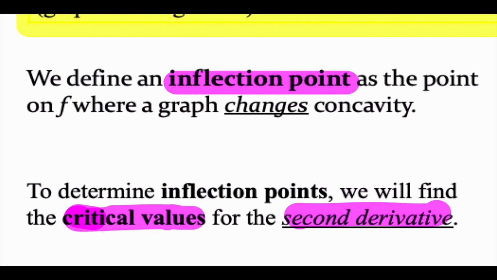Let's go back to the definition. And the definition just says where it changes, right? They said concavity because they were referring to f. Well, if we're referring to f prime, we're not going to use concavity. We're going to use change of slope. That's why. Okay, that's why.